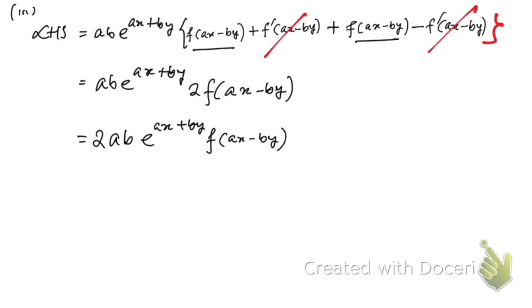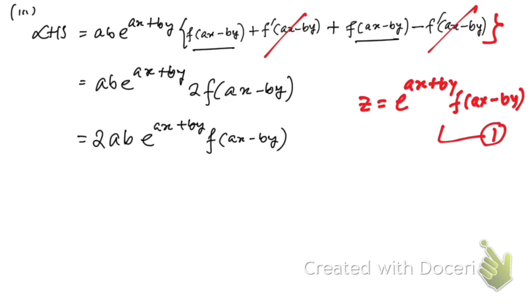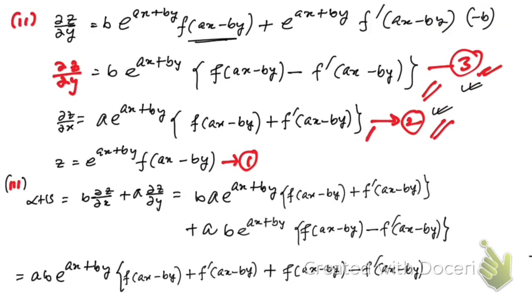Now you see, from equation number 1, this part is nothing but z. z is equal to e to the power ax plus by f of ax minus by. That was equation number 1, right? And let me write one more thing. Here I have used equation number 2 and 3. These two equations are used. So do mention here, using equation number 2 and 3, right?